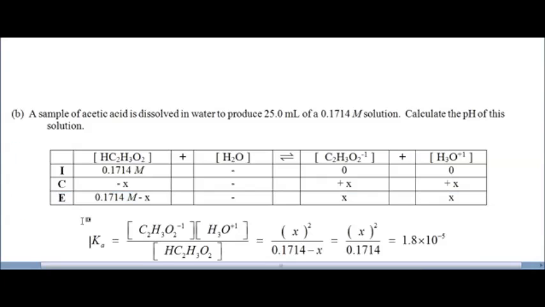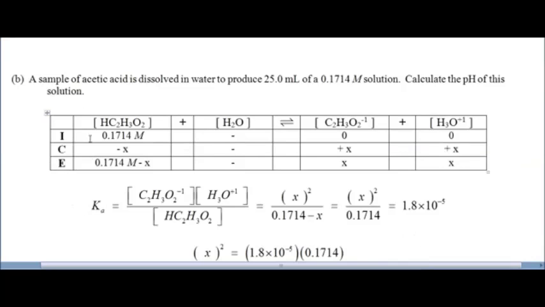What we want to do is we want to calculate and see how much of the acetic acid actually dissociates into its common ion and hydrogen. And again, since this is a weak acid, not all of it is going to dissociate. Actually, a very small amount of it will dissociate.